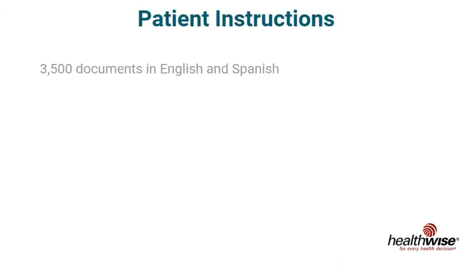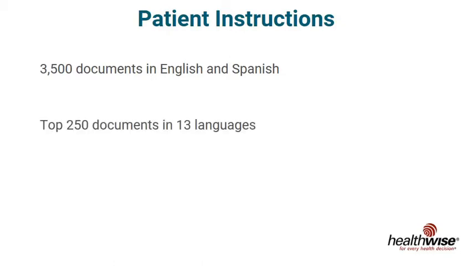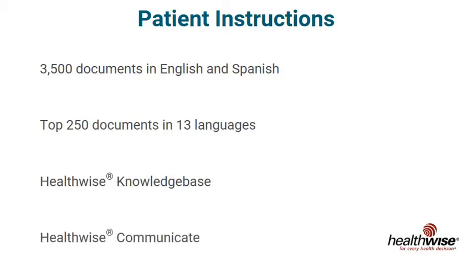HealthWise has created over 3,500 patient instructions, known as PIs. All PIs are available in English and Spanish, and the top 250 PIs are available in 13 languages. Patient instruction documents are generally 1 to 2 pages long and provide detailed information about how the patient can find additional content in the HealthWise knowledge base, which is installed separately on a clinician's website. Clinicians can print or electronically send patient-specific education materials using the EMR module, and patients can view electronic patient instruction documents using HealthWise Communicate from a patient-specific hyperlink.